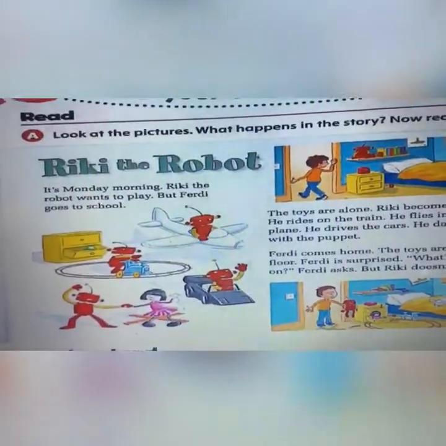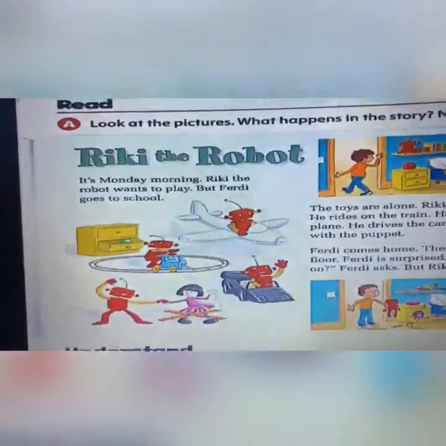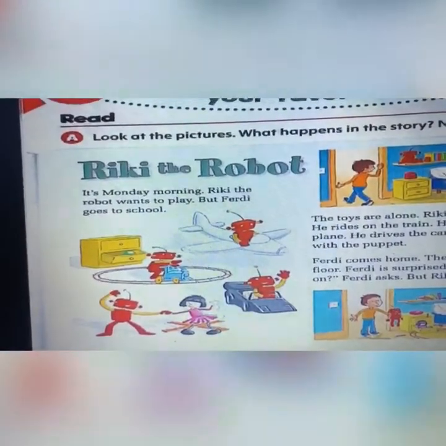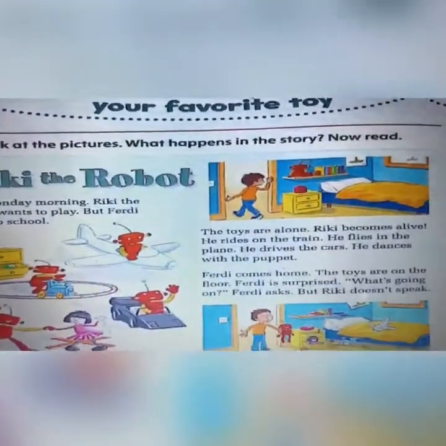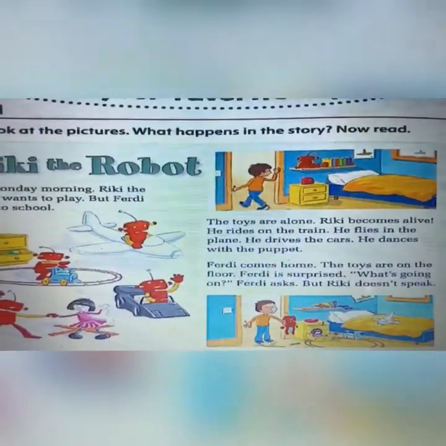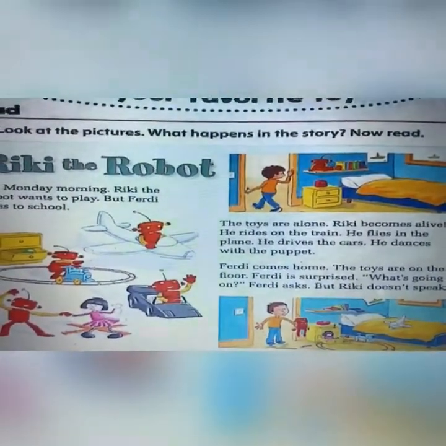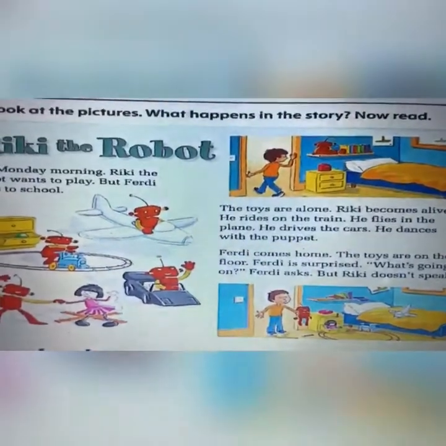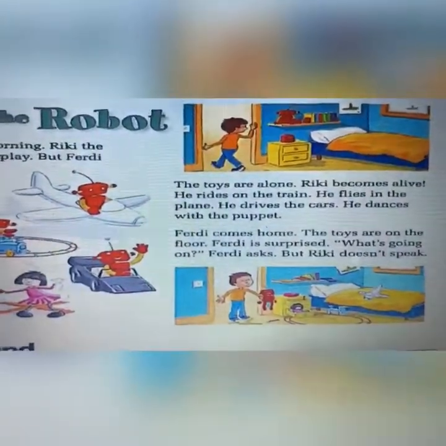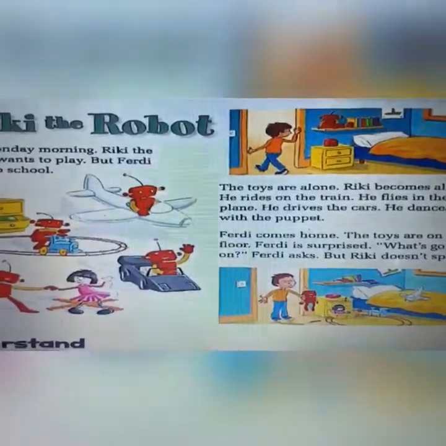So again, the time here, Monday morning. And Ricky is a robot. Do you remember the meaning of robot as it's shown here in the picture? This is robot. He wants to play, but Ferdy will go to school. So Ferdy goes to school. He won't play with Ricky. Then the toys are alone now. So he felt that he needs to play. Then he rides on the train and he flies in the plane and he drives the cars and he dances with the puppet. But now the bedroom is messy, as you see in the picture too. That's why Ferdy gets surprised. Did you understand?